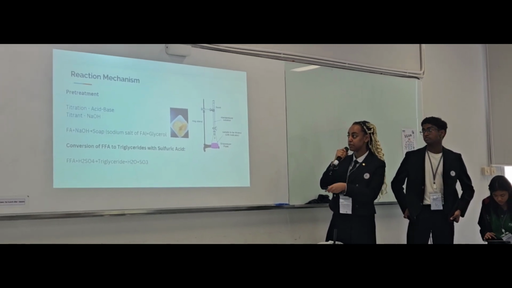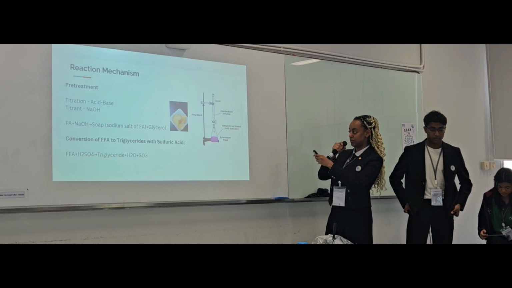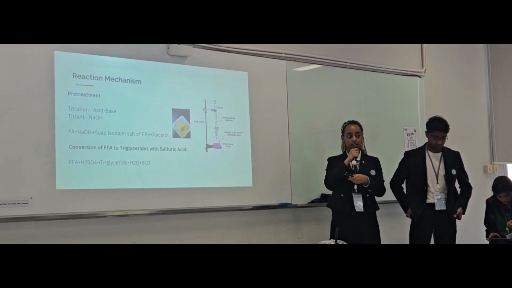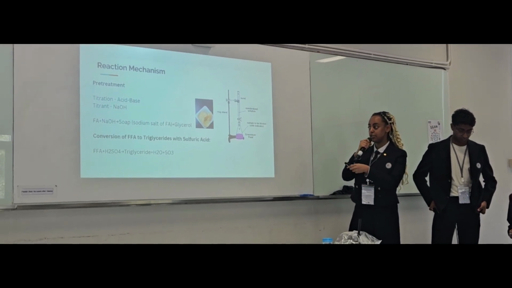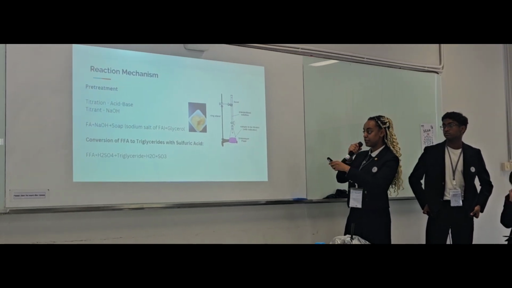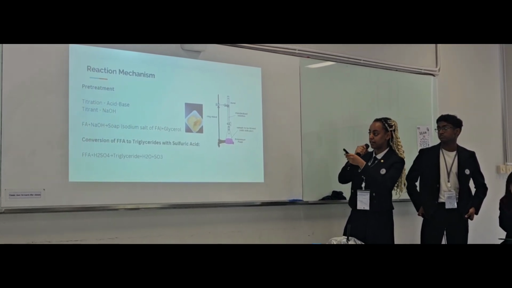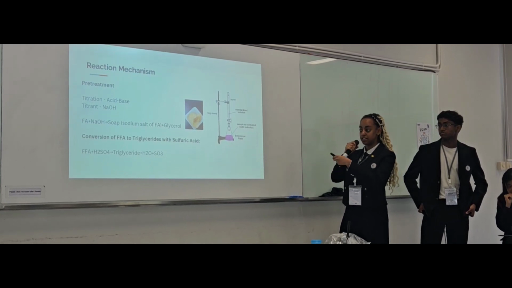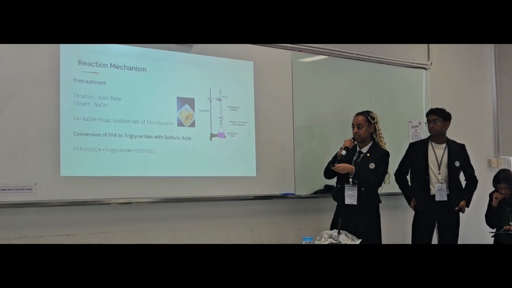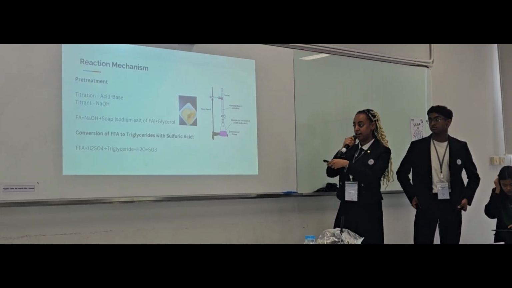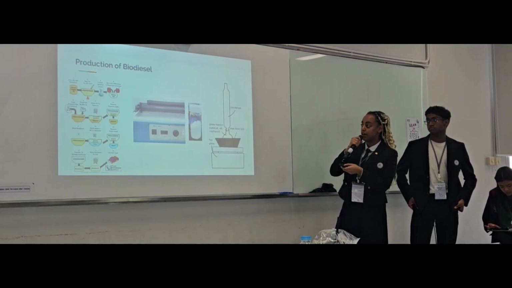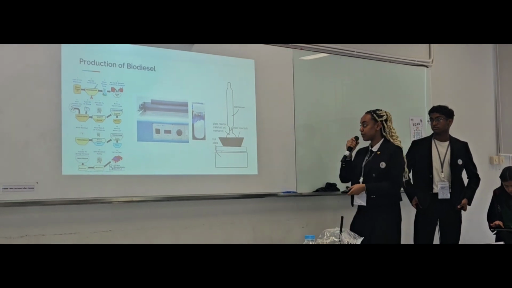For the pretreatment, we first have to measure the amount of free fatty acid by using titration. In a lot of literature, they do acid-base titration and measure the amount of free fatty acid using NaOH, and then later on use sulfuric acid or any other highly acidic chemical to neutralize it, and then they do the transesterification. So that is the process that they do.